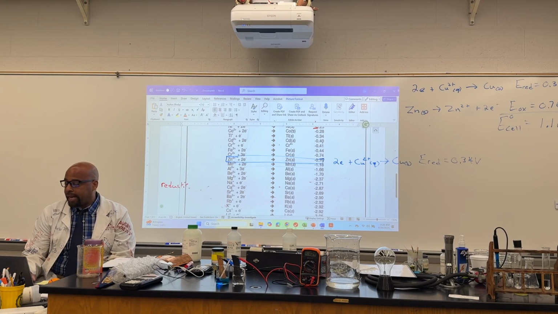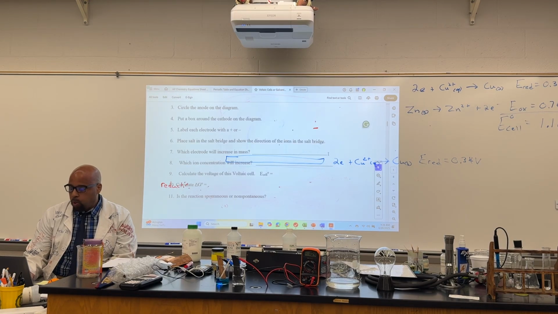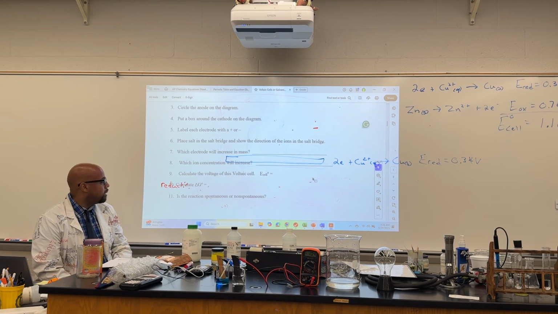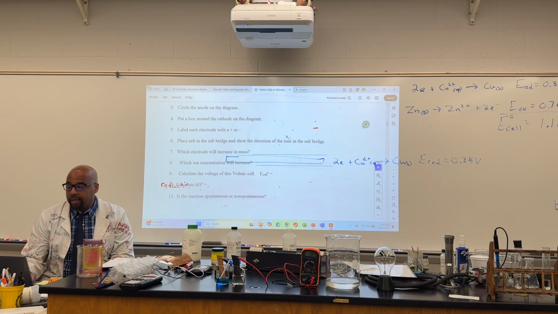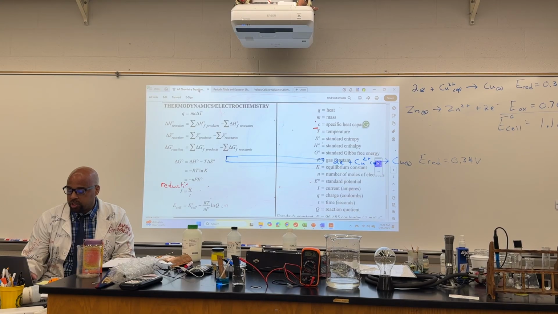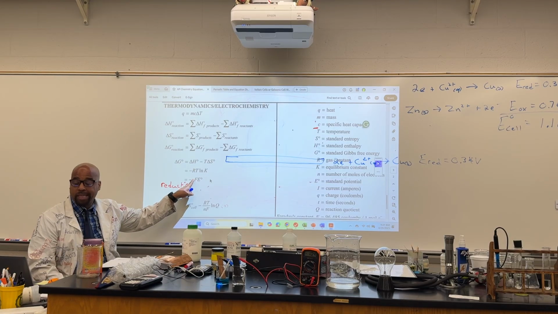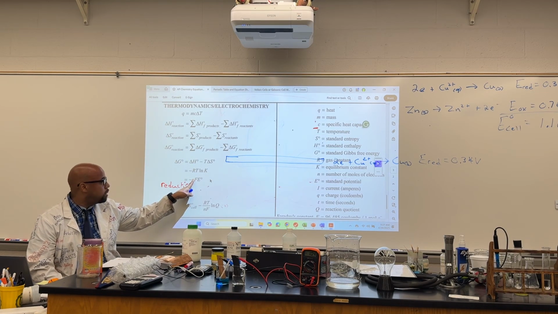Now, if you look at the next part, they want you to simply calculate what delta G is going to be. Delta G, once again, the nice thing about it, if you forget it, it's right there. Where's our new equation sheet? Right there. It says delta G is equal to negative N, Faraday's constant, and E. And remember, N is just the number of electrons that are being transferred between the two.